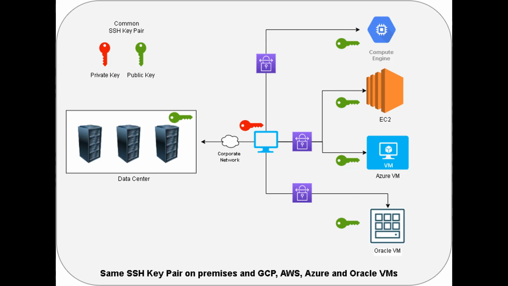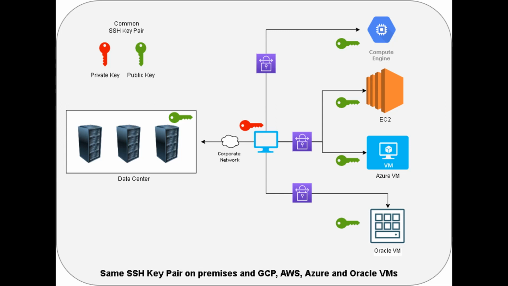Hello everyone and welcome. In today's demo, we are going to generate an SSH key pair and use the same key pair to log into our on-premises instances as well as instances on GCP, AWS, Azure and Oracle VM. To simulate on-premises, I'm going to use VirtualBox on this laptop, but that should give you a general idea of how SSH key pairs work and how you can use the same key pair to log into all of your multi-cloud setup as well as your data center virtual machines or instances.